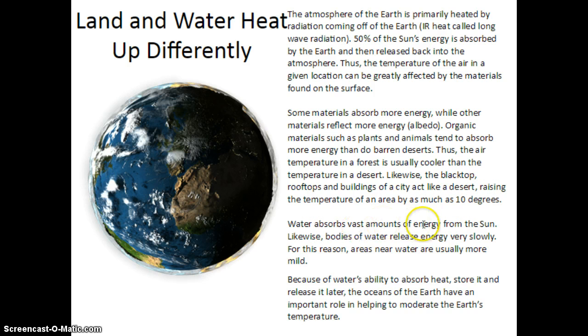Water absorbs vast amounts of energy from the sun. Likewise, bodies of water release energy very slowly. For this reason, areas of water are usually more mild. So we'll look at how and why oceans or large bodies of water influence the land around them. And this is a function of the specific heat, water's ability to absorb and store that heat and release it later.